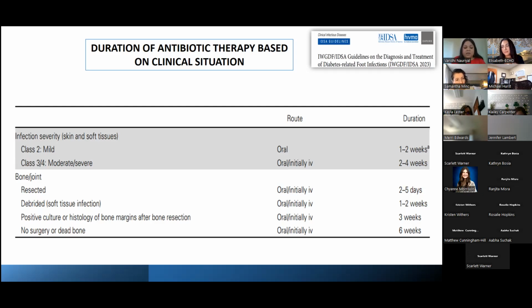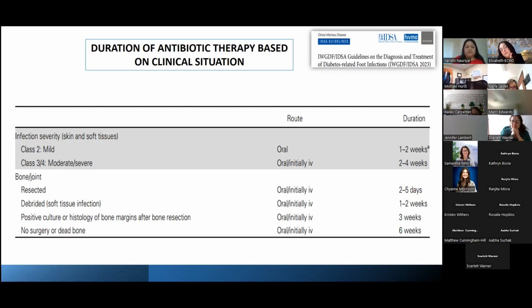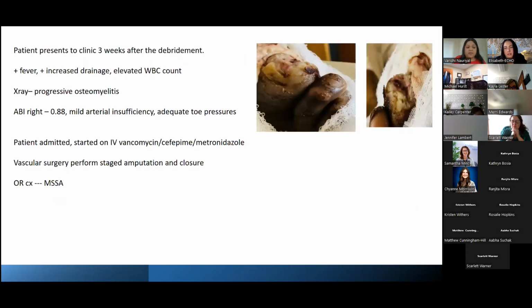Whereas when we have no surgery or dead bone, which is not getting resected, even though the route is treated as initial IV into oral, most of us will probably treat these patients with IV antibiotics for the full duration of 6 weeks. And that's why we have tried to classify which stage our skin infection is at so that we can plan our route and duration based on that.